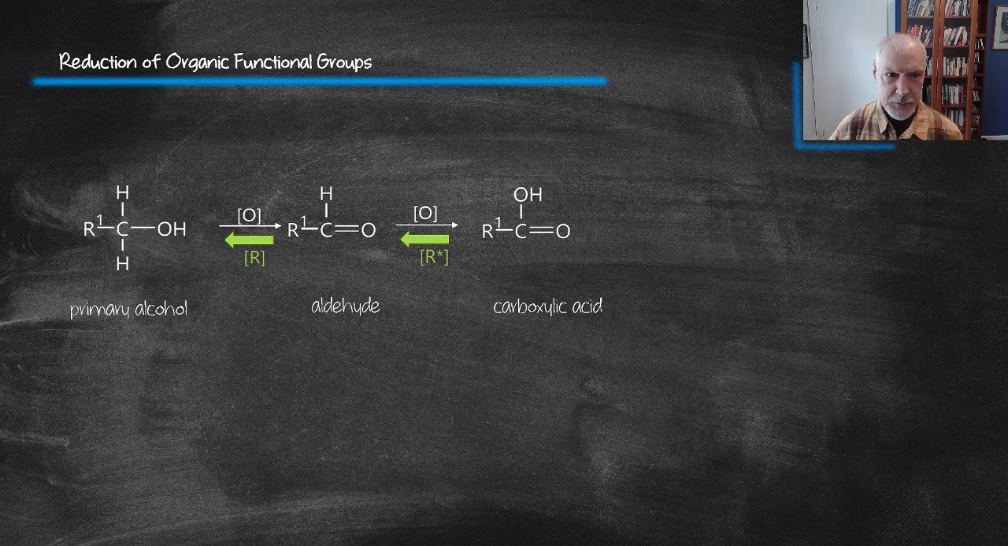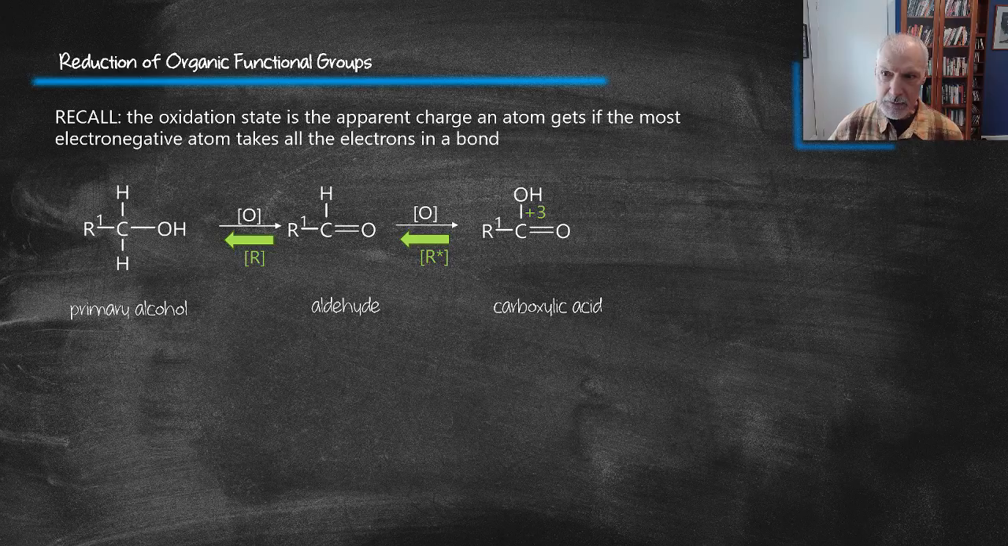Reduction is the reverse process using a reducing agent. Let's begin by examining what changes occur to the oxidation state of that terminal carbon. Recall, the oxidation state is the apparent charge an atom gets if the most electronegative atom takes all the electrons in a bond. So beginning with our carboxylic acid, that terminal carbon will lose electrons to oxygen because it's a more electronegative element. The fact that there are 3 bonds indicates there's been a loss of 3 electrons from that carbon. Hence, it has a +3 oxidation state.